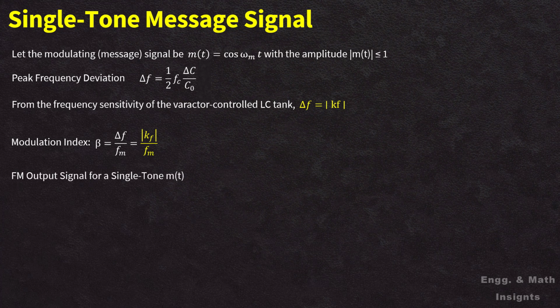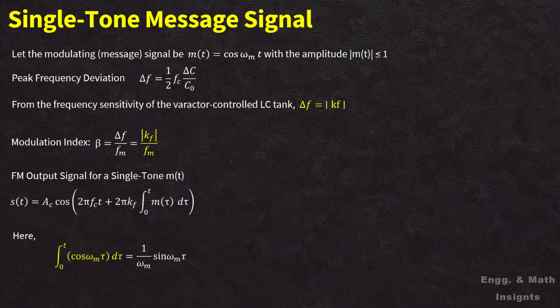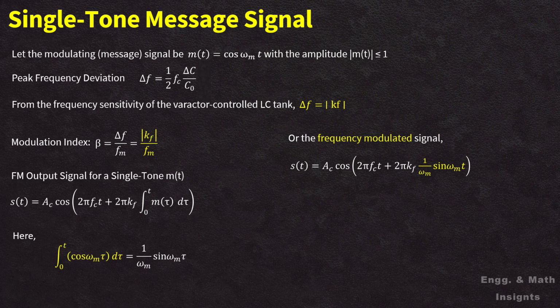Then the FM signal becomes Ac cos of 2 pi fc t plus 2 pi kf integration from 0 to t m(tau) d tau, and in the place of m(tau) we will replace it by cos omega m tau. If we integrate this with respect to t, this will become 1 by omega m sin omega m t. Or the frequency modulated signal s(t) is equal to Ac cos of 2 pi fc t plus 2 pi kf times 1 by omega m into sin omega m t. This 2 pi and the 2 pi in the omega m will cancel out each other. Then we can write kf by fm sin omega m t, or this can be written as beta sin omega m t, which leads to our usual Bessel function spectral description.